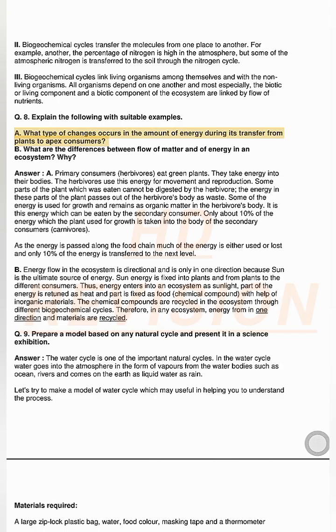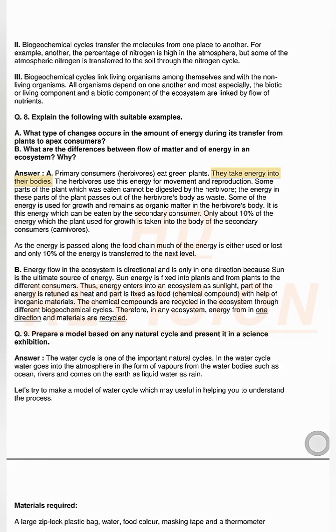Q8. Explain the following with suitable examples. A. What type of changes occurs in the amount of energy during its transfer from plants to apex consumers? B. What are the differences between flow of matter and of energy in an ecosystem? Why? Answer. A. Primary consumers, herbivores, eat green plants.